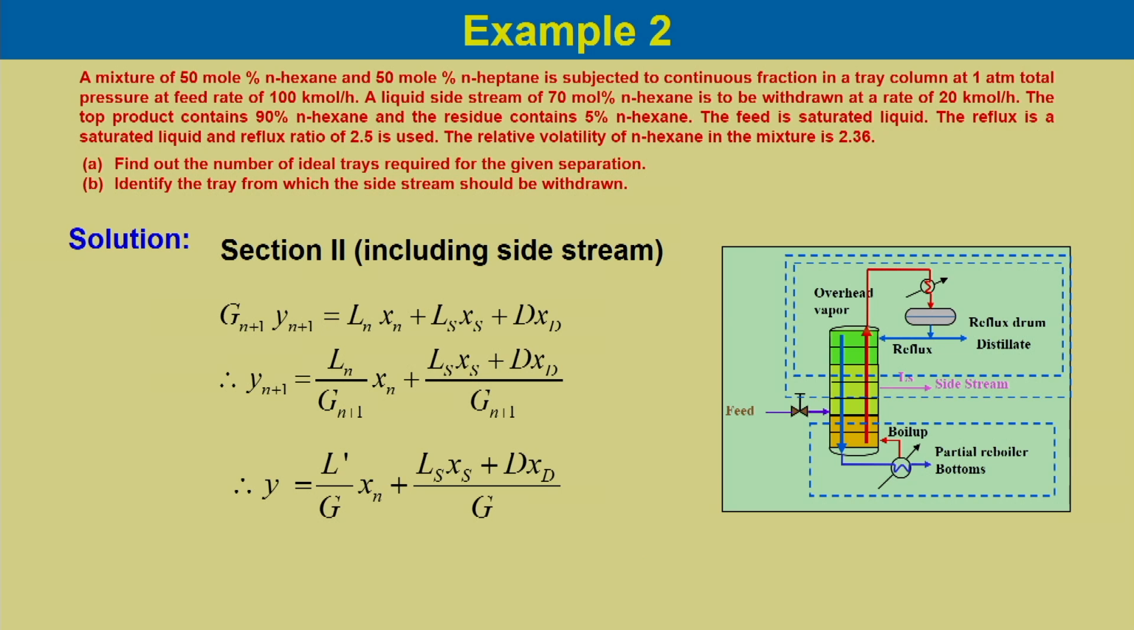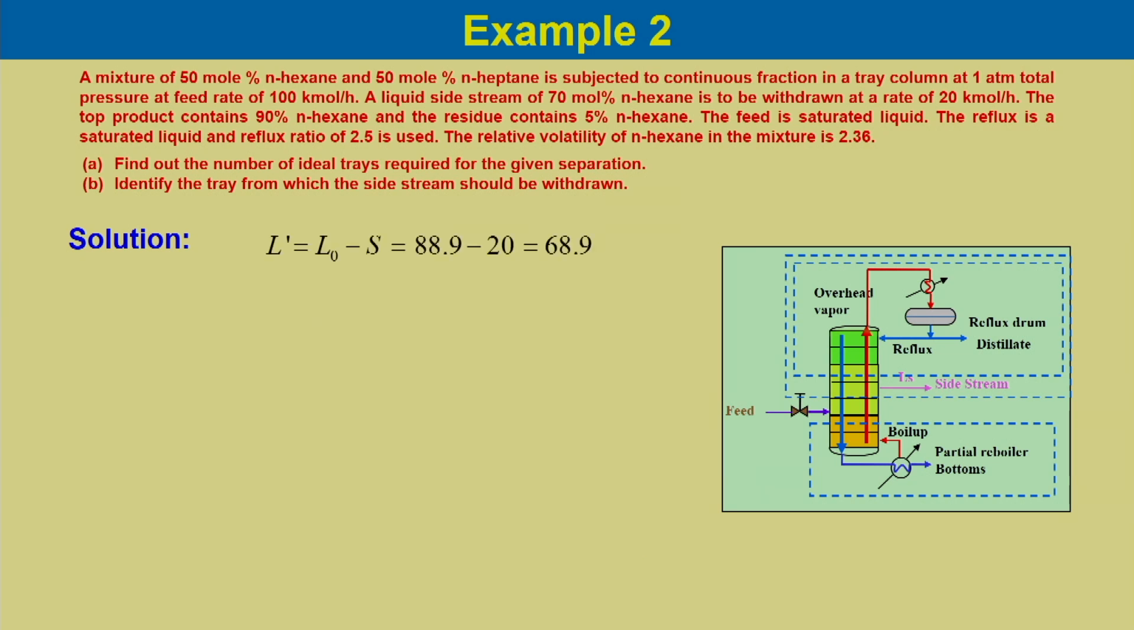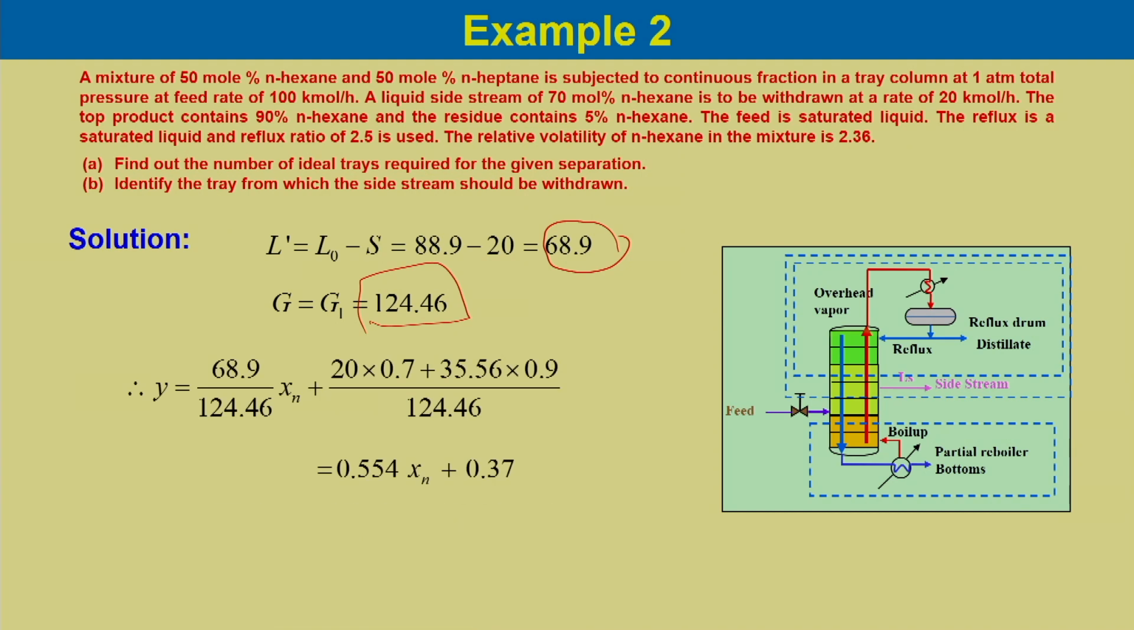If we substitute the values, L dash would be equal to L naught minus S, which is 68.9 kilomole per hour, G would be equal to G1, so it is 124.46. So, the operating line equation is y equal to 0.554 x n plus 0.37.